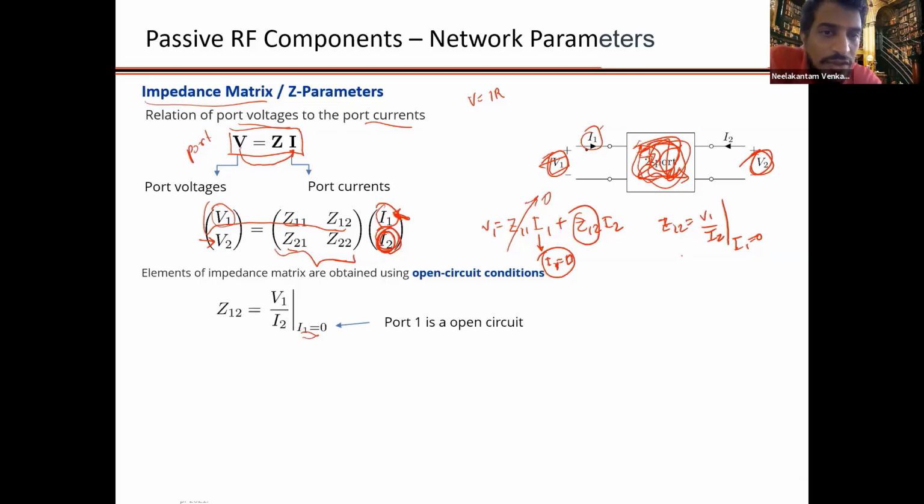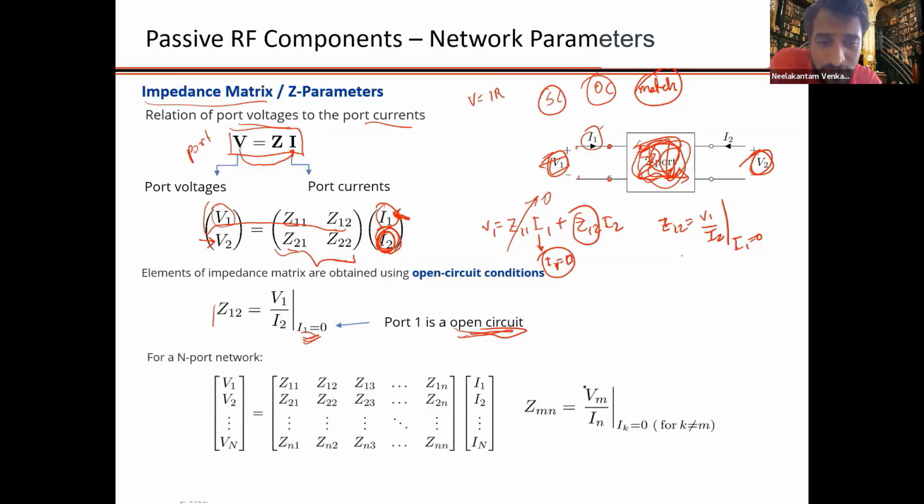But I1 equal to 0 means what? There will be no current flowing here if this is left as an open circuit like this. If it's left as an open circuit, when it's not connected to any load, when it is left as an open circuit. So by now you will see that short circuit, open circuit, and match, these three are important loads. So with open circuit, I1 is 0, so you can simply find what is Z12. Similarly, you can extend the concept to find the Zmn for an N by N matrix.